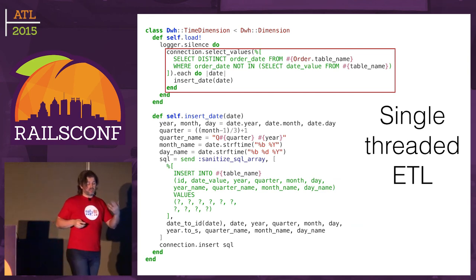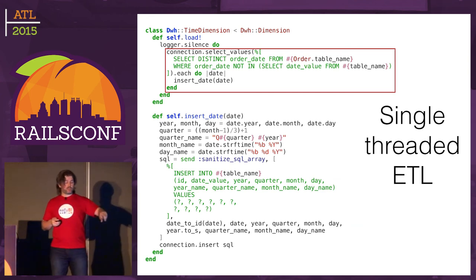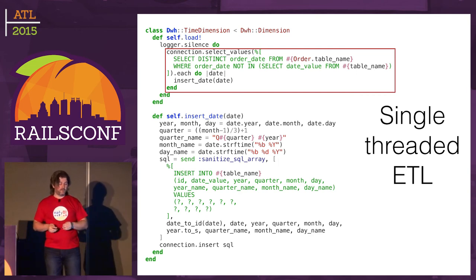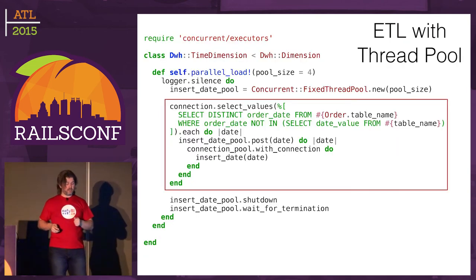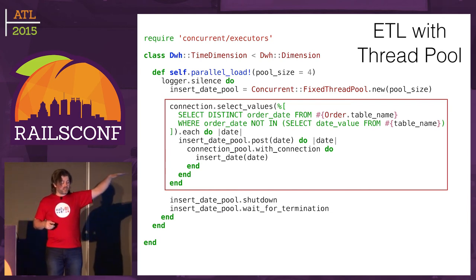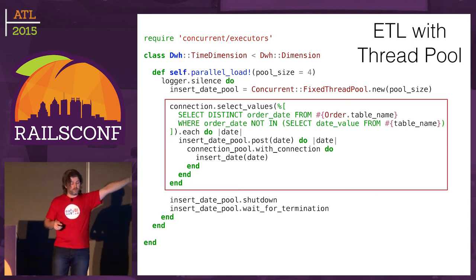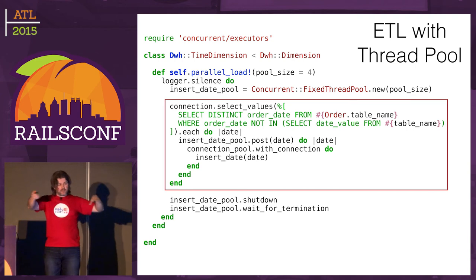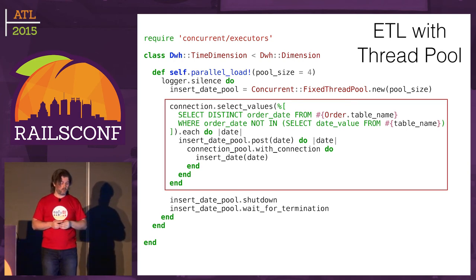Let's look at one simple example. We initially looked at a single-threaded ETL process where we selected unique dates from orders and then inserted them in our time dimension table. But let's make it multi-threaded in this example. Initially we created an insert date pool, a fixed thread pool with default size 4, and then we select all the unique dates, but then we push them to this thread pool, and in this thread pool we will do the data insertion.